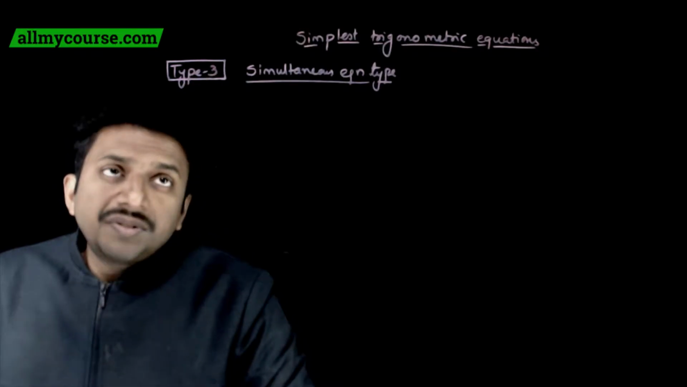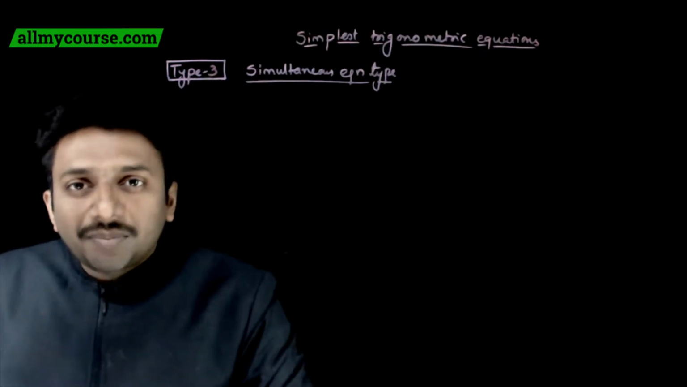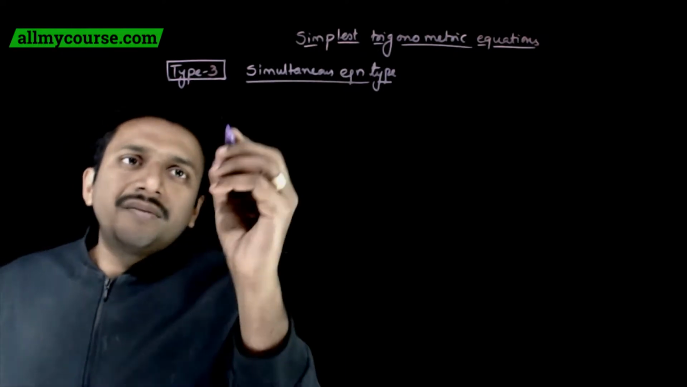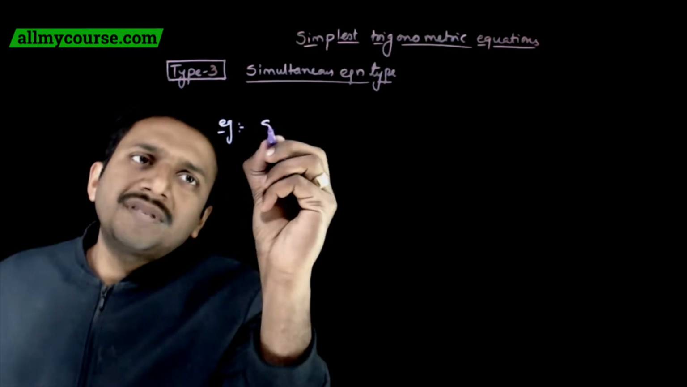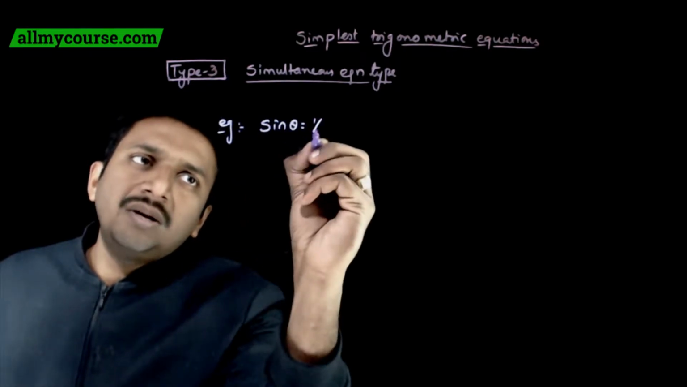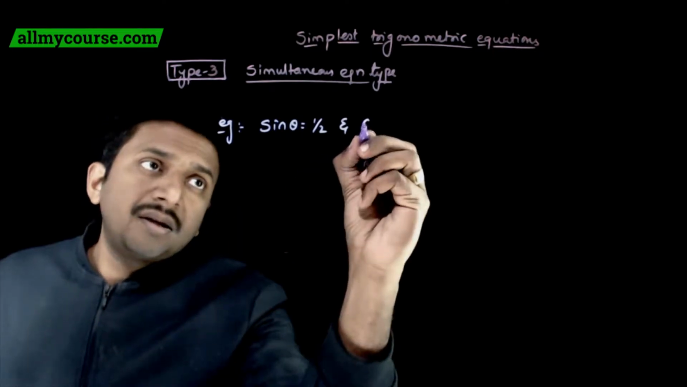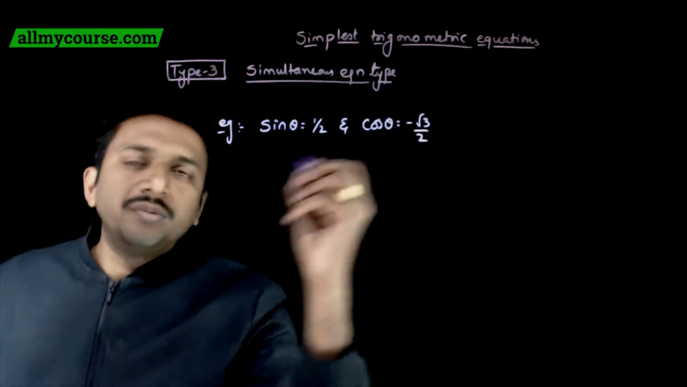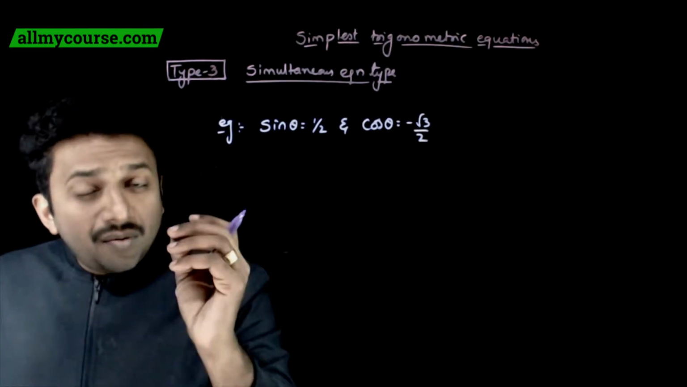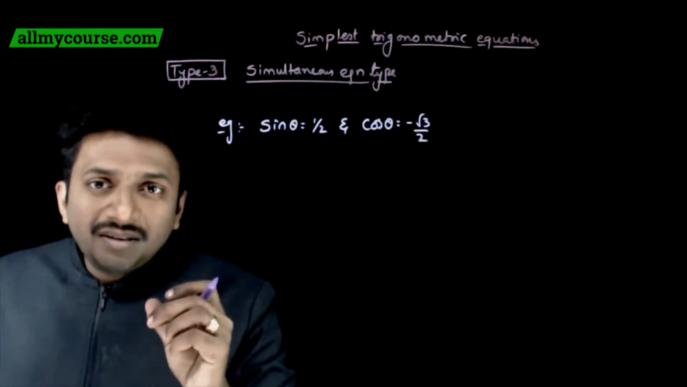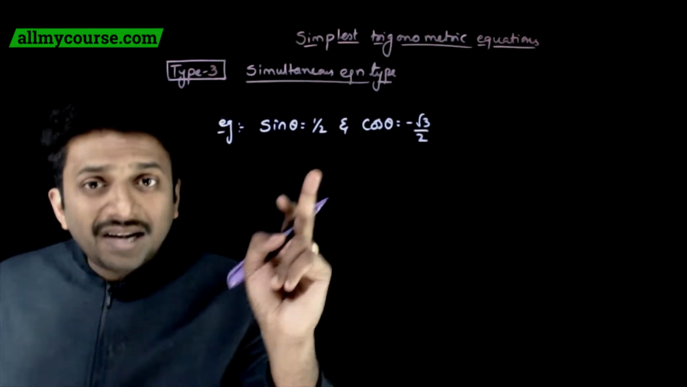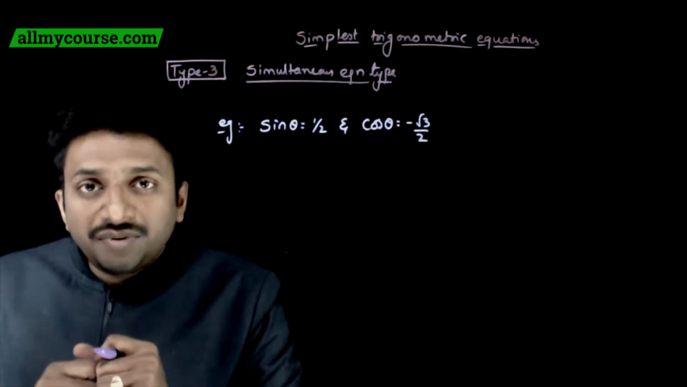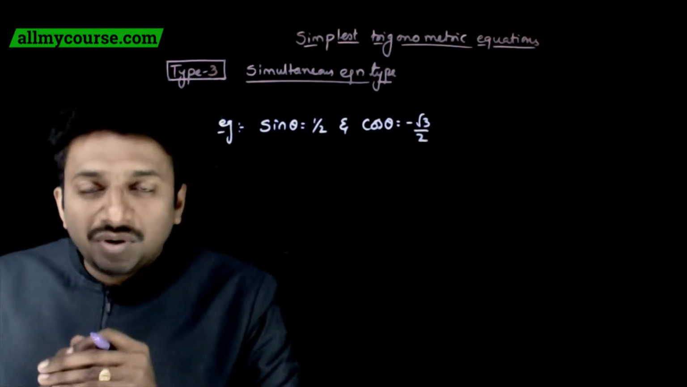So type 3 equations are the simultaneous equation type. That is, instead of giving you one equation, you'll be given two simultaneous equations. For example, if sin theta has to be equal to half and cos theta has to be equal to minus root 3 by 2. I want those values of theta for which sin theta will be equal to half and cos theta will be equal to minus root 3 by 2. So what is the general solution for this simultaneous set of equations?